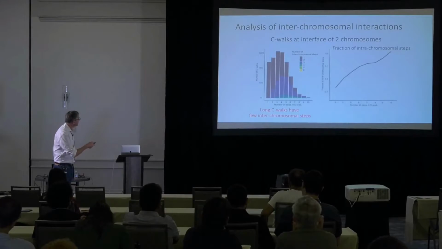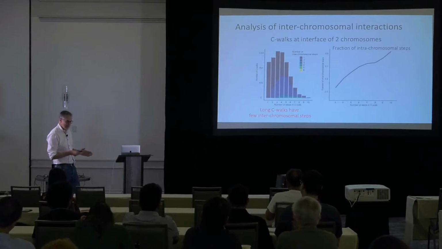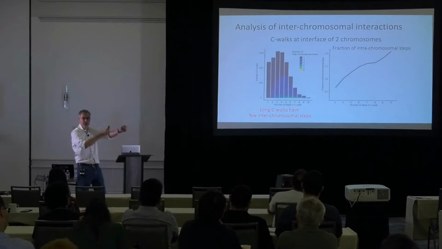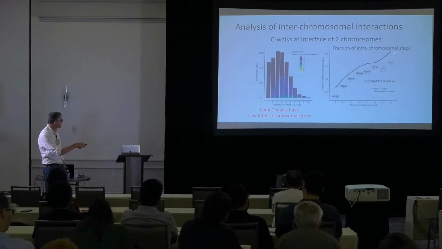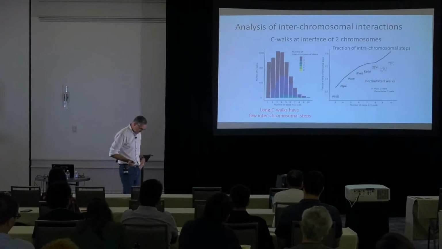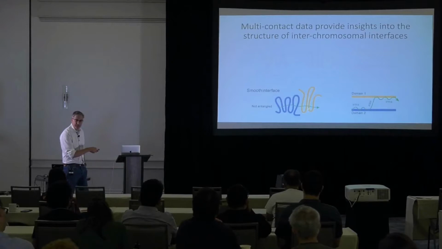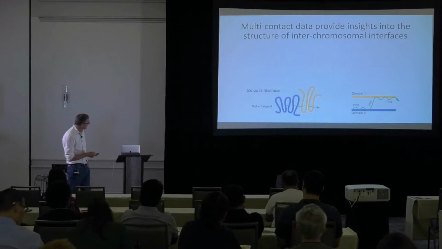It turns out you just have way more steps that stay within one chromosome than you would expect. This is the experimental data. The longer the walk, the rarer it gets to actually get a crossover, because once you've crossed over to the next chromosome, you just stay in that chromosome. And if you add more steps, you just stay in that chromosome. If you permute these walks, saying maybe the fragments are in random order, you typically have much lower intrachromosomal steps. In other words, you see fewer steps between the chromosomes than you would expect by random chance. So that leads to the idea that this interface is relatively smooth. They're not completely intermingled, where you can't tell the two chromosomes apart.